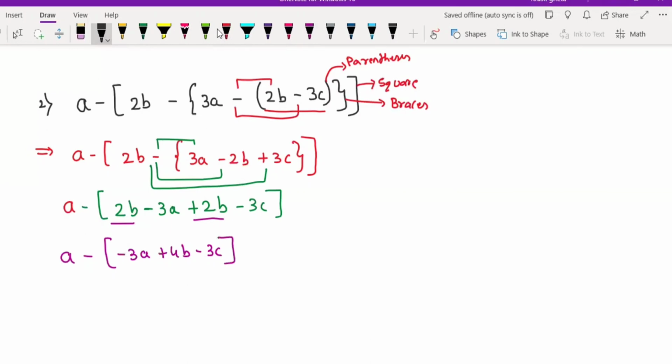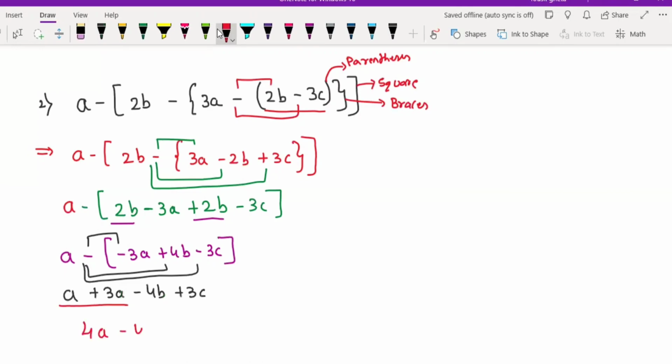So now let us remove the square bracket. Now just multiply this negative sign with the terms under the bracket. It is minus into minus is plus 3a. Minus into plus will give a minus 4b. Minus into minus will give a plus 3c. Let us solve the first terms. As you can see, the first two consist of the same variable. That is a plus 3a will give us how much? 4a minus 4b plus 3c. These last three terms are unlike terms. So we cannot solve it further, and this is the final solution.